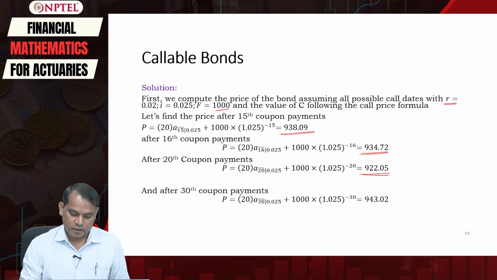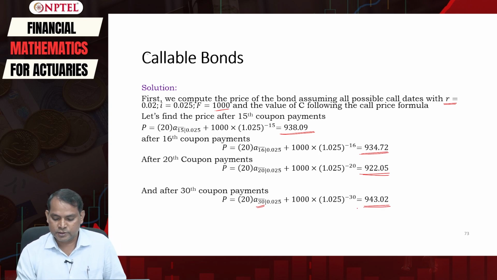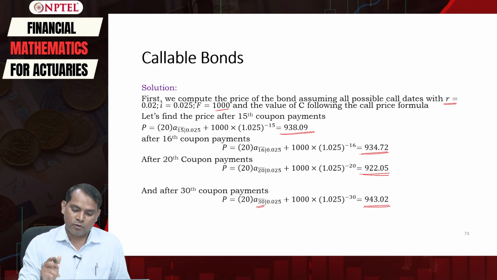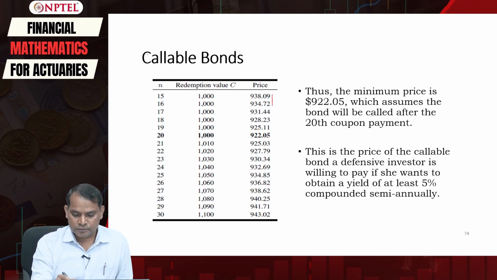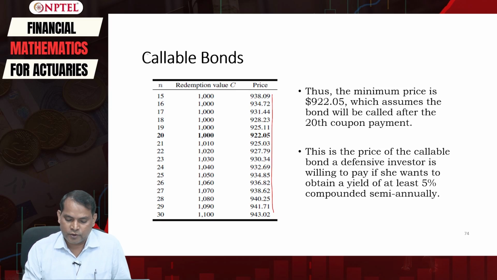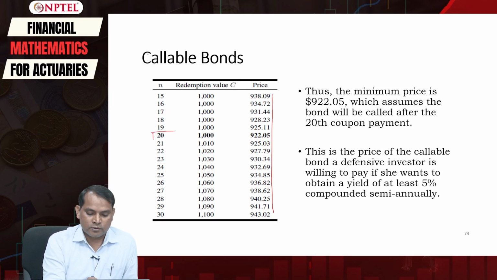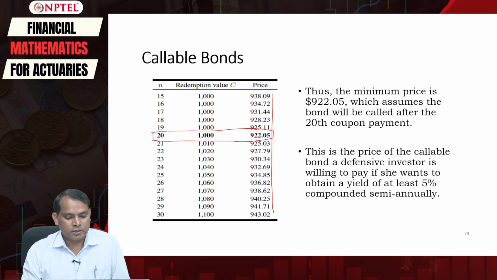922.05, and when you calculate it for n equal to 30, the price will become 943.02. If you go on computing like this and put it in a table, you will get a table like this. You can see here that the lowest price is this one, which is in bold letters here.